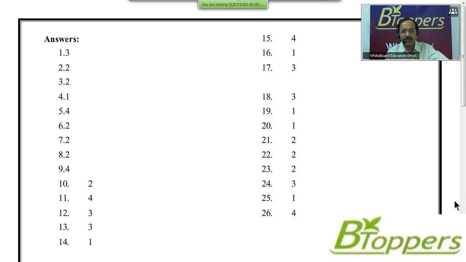For next two questions, 19 and 20, first option is answer. For next three questions, 21, 22 and 23, second option is the answer. For question number 24, third option is answer. Question number 25, first option is answer. For question number 26, fourth option is answer. You check your answers. So I will be discussing these problems in my next class.